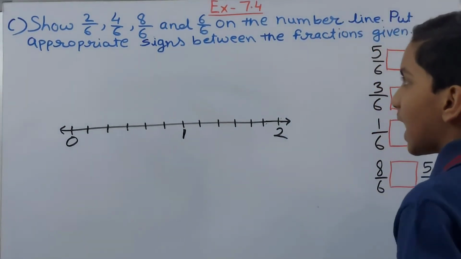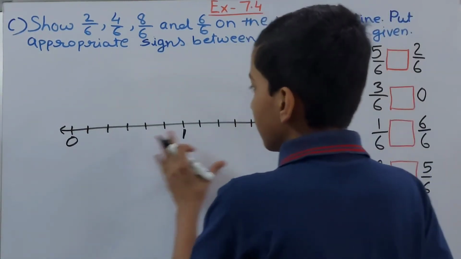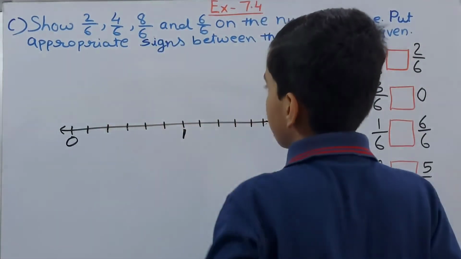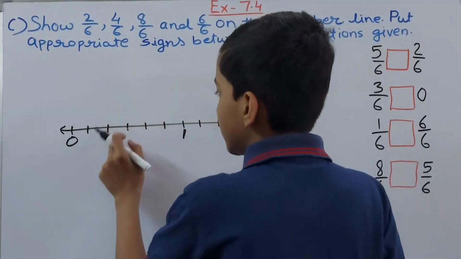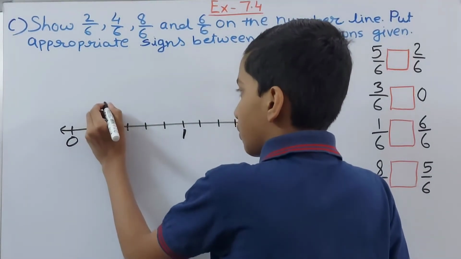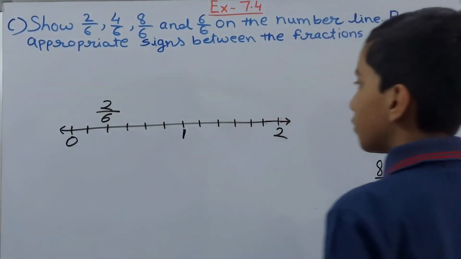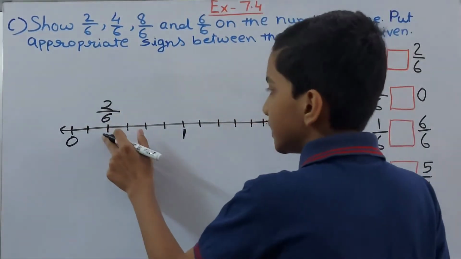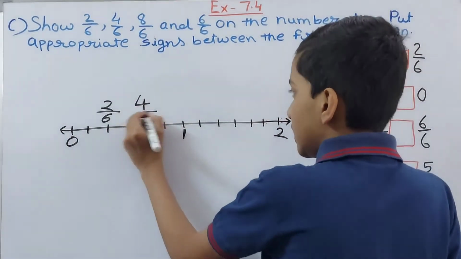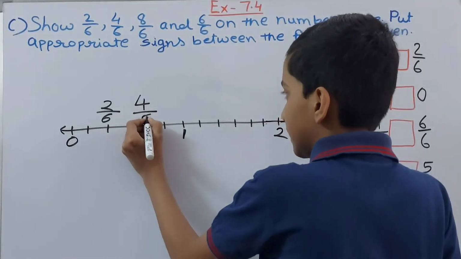Now simply start labeling. 2/6 we have here. As you can see, we will not label all the fractions to make this process short. We will label just the given fractions. So 1/6 and 2/6 will be right here. Alright. Now next one is 4/6. So as we know, 1/6, 2/6, 3/6 and 4/6 over here. So like this.